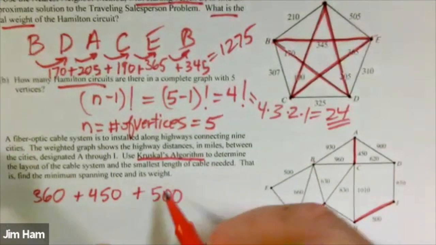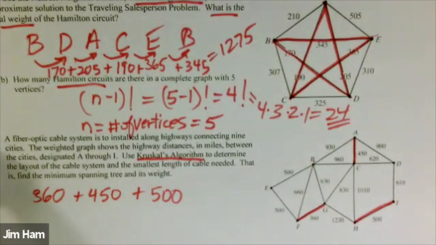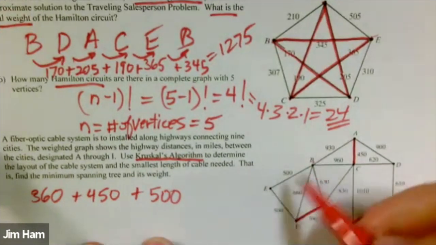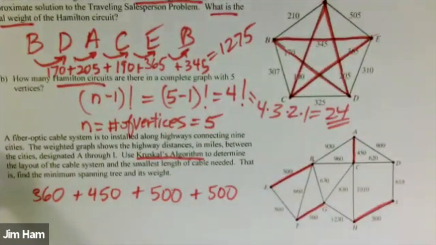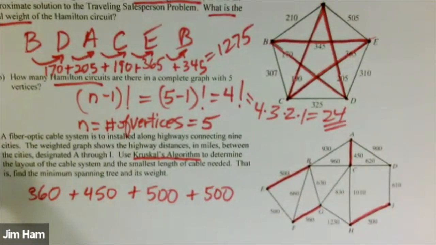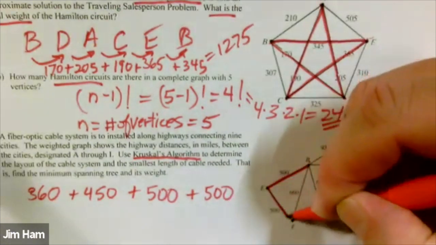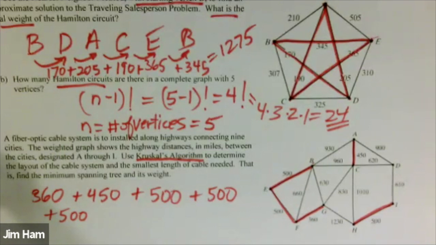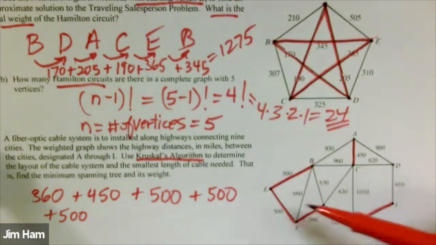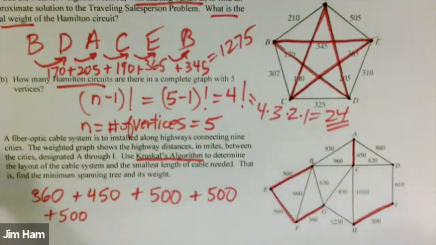There's a 500. And then randomly choose another one. I guess we can do this one. 500. Still, the smallest number is 500. So let's choose the third 500. Again, we're choosing the smallest number. If you have a choice, you can randomly select the one you want. But we were able to select all three because by selecting all three, we still don't have a circuit.